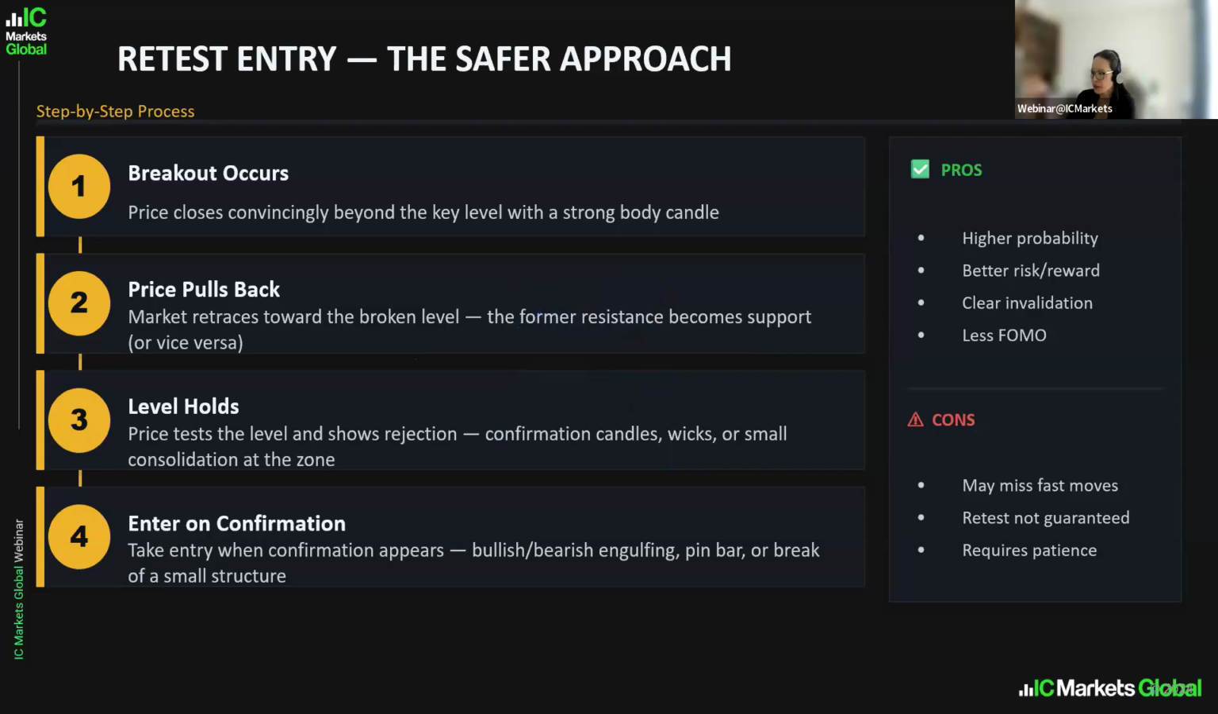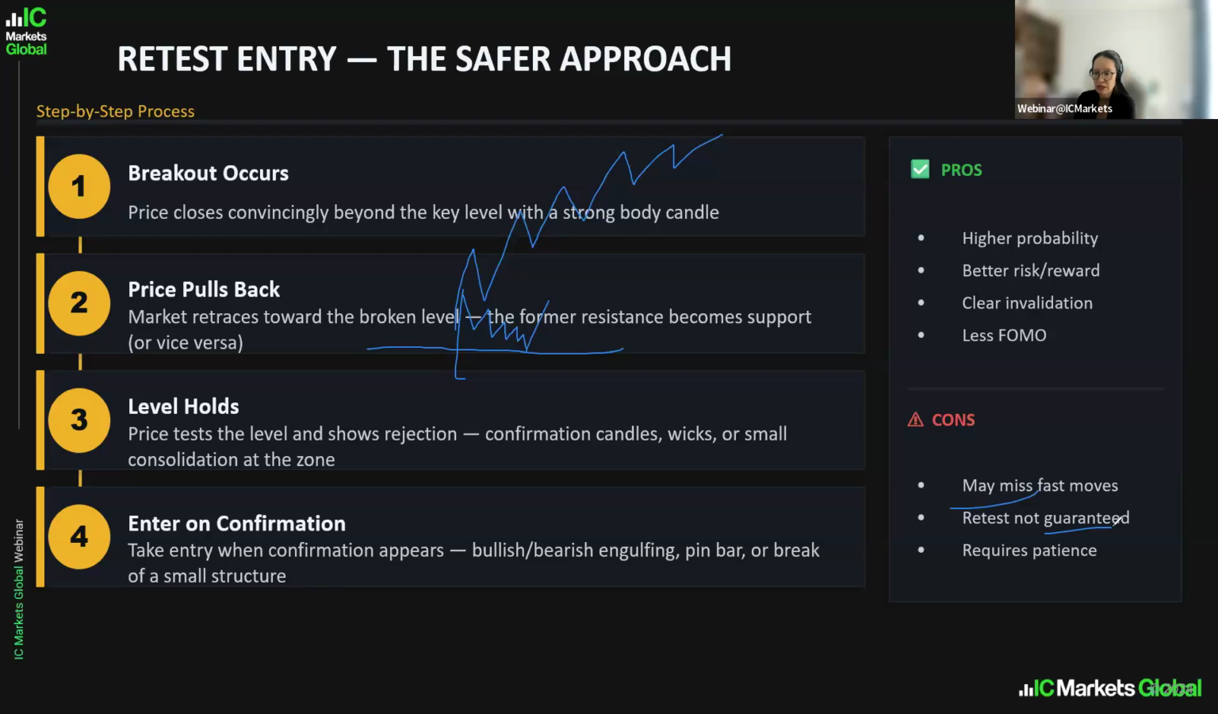The pros are high probability, better risk and reward, clear invalidation, and less FOMO. The con is you may miss a fast move, because sometimes price may not come back and retest. For example, this is the resistance level, correct? It breaks out, boom. Then we wait for price to pull back and then we buy. But sometimes price just continues moving forward and you may miss the entry. A retrace is not guaranteed. Not every breakout will come back and retest. Sometimes it never comes back and retraces.